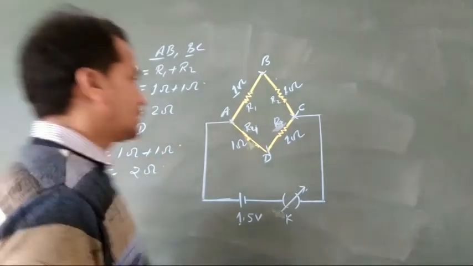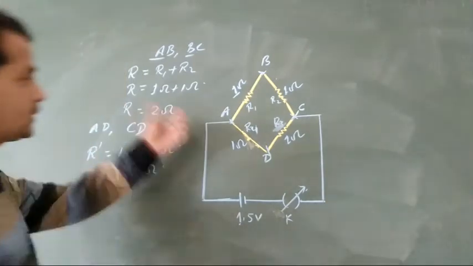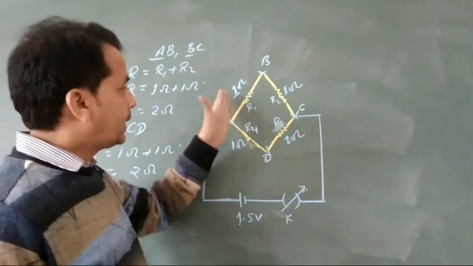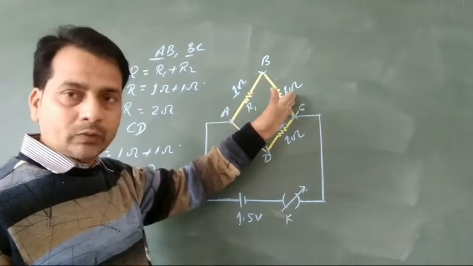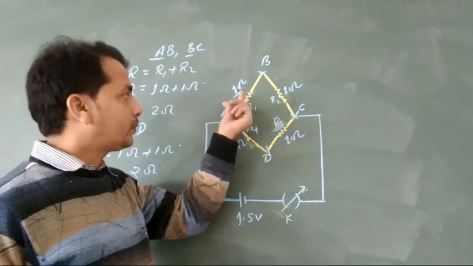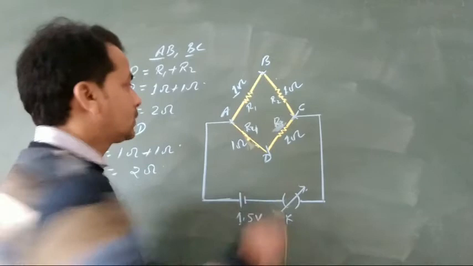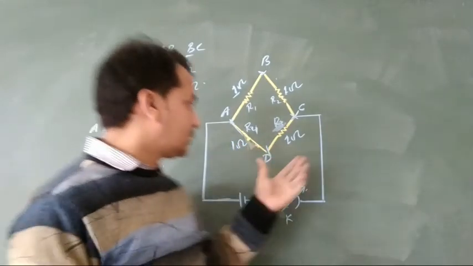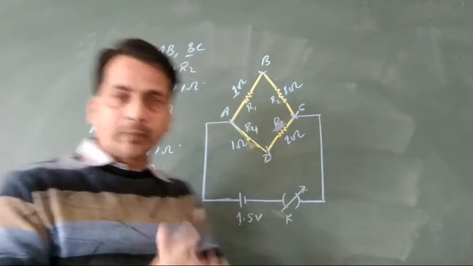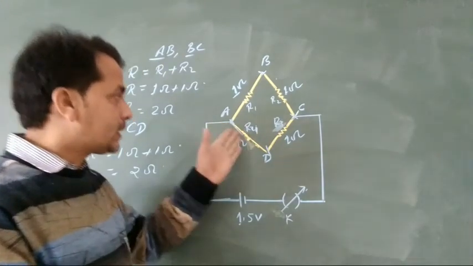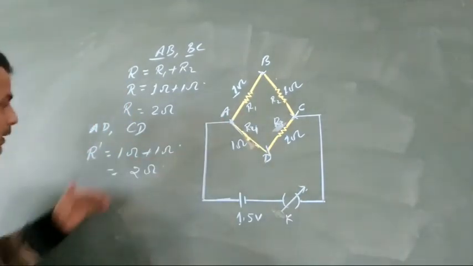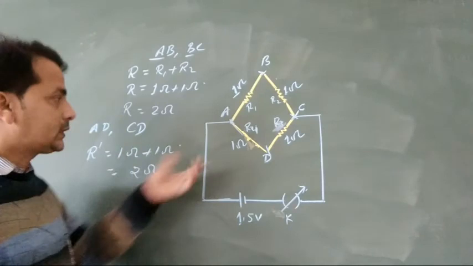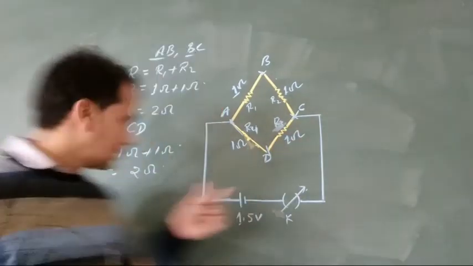So in this case, the equivalent resistance of AB and BC, in series combination, is 2 ohm because the current flow is the same. AD and DC are also in series combination, with the same current. So the effective resistance of AD and CD is also 2 ohm.